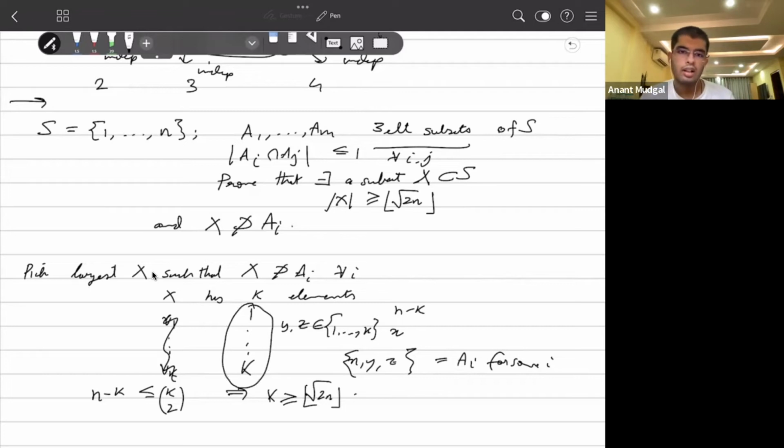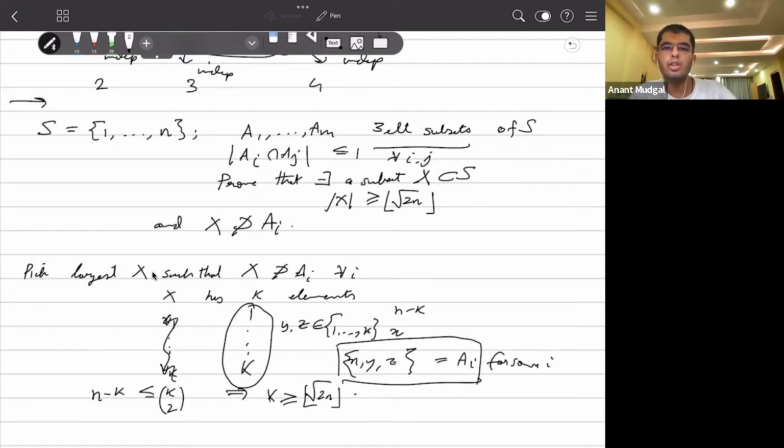So let's say X has these k elements, and you have n minus k remaining elements. Now, if you pick something which is outside X and you try to push it inside X, you are saying that my X is largest. What happens if I push something inside the largest? It can't satisfy the condition anymore, right? Because that's why it is the largest. So if it can't satisfy the condition anymore, then there must be some y and z inside X such that xyz forms a triple A_i.